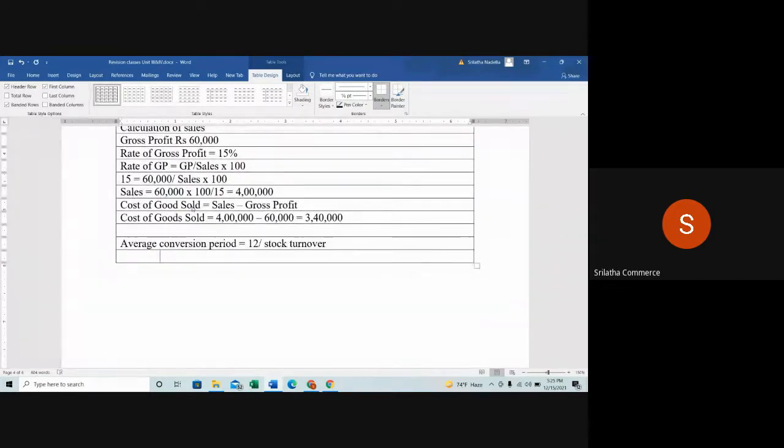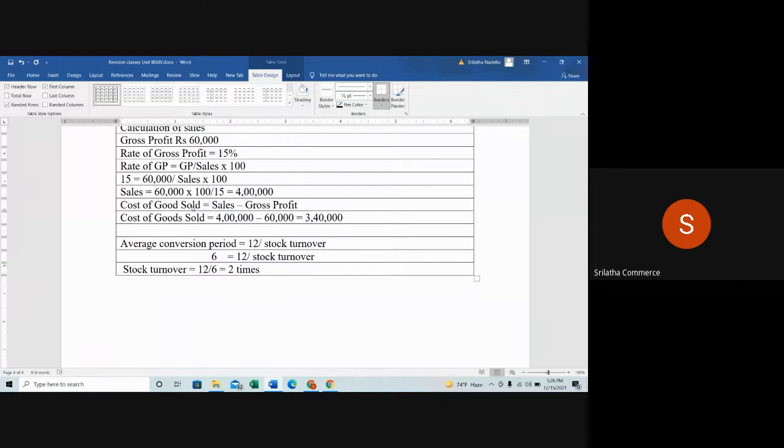So 6 is equal to 12 divided by X. We do not know the stock turnover, isn't it? I'll write stock turnover. Is it clear for you all? So now we'll calculate: stock turnover is equal to 12 divided by 6, which is equal to 2 times.